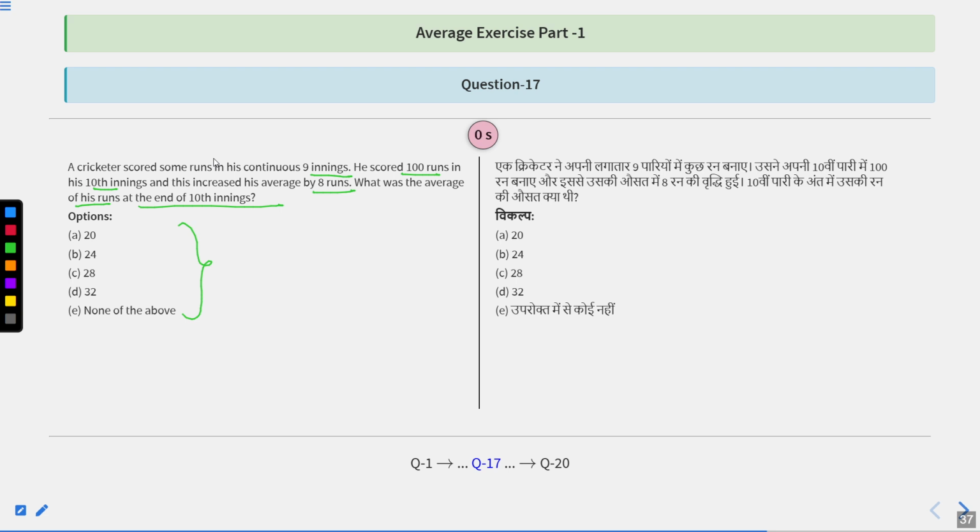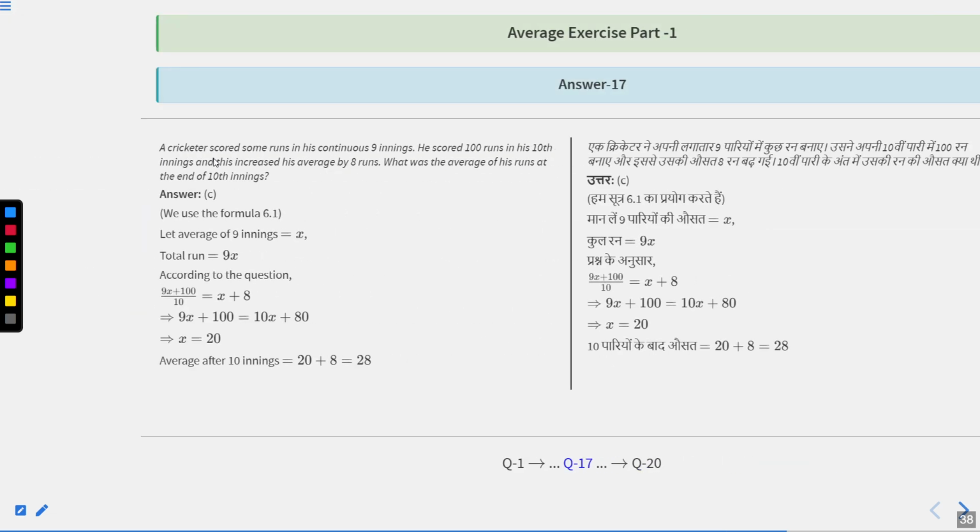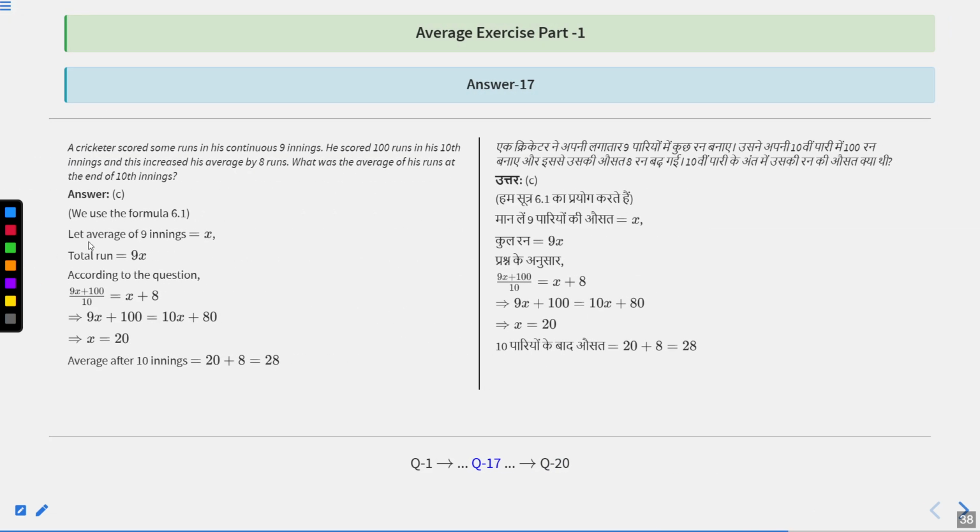Now time's up. Let's see the solution. Let the average of 9 innings be X, because it is given in the question. He scored 100 runs in his 10th inning. Clear? So the total runs before the 10th inning is 9x. In his 10th inning, he added 100 runs. So what will be the average of 10 innings? It is 9x plus 100 upon 10.